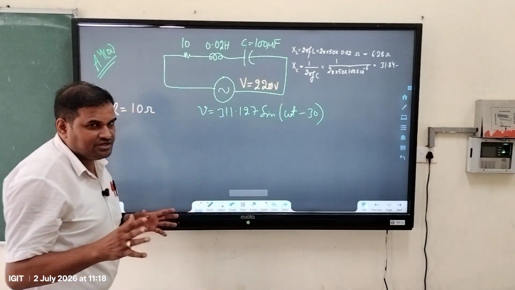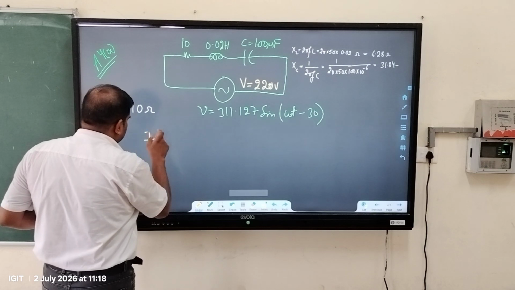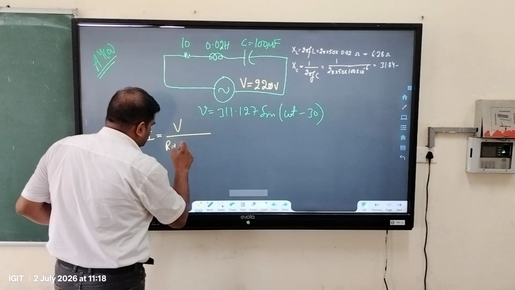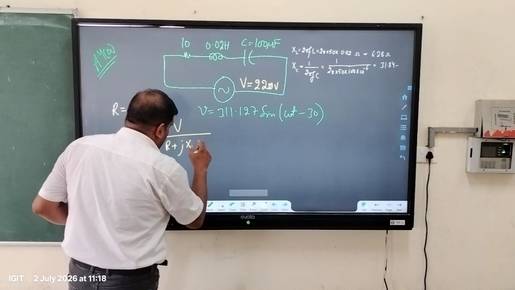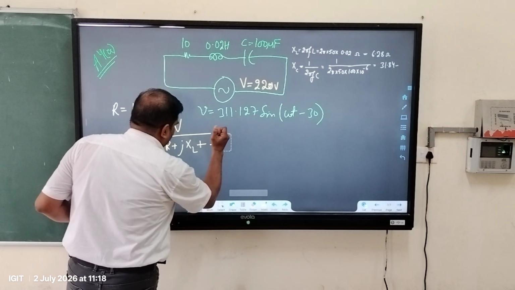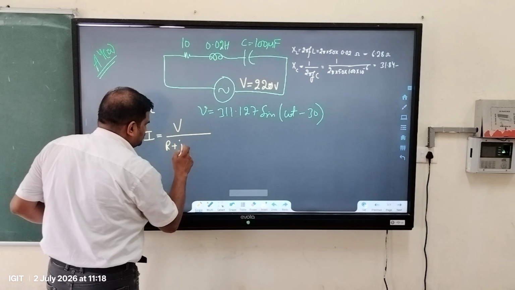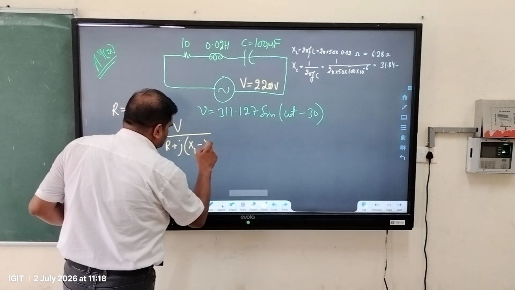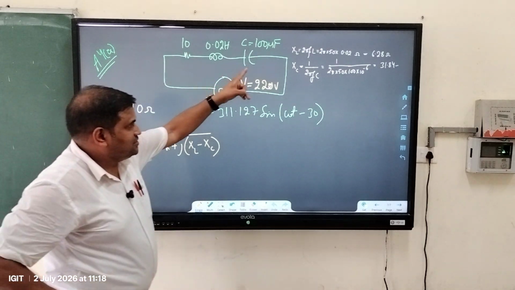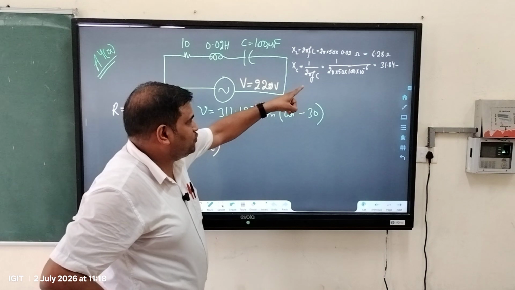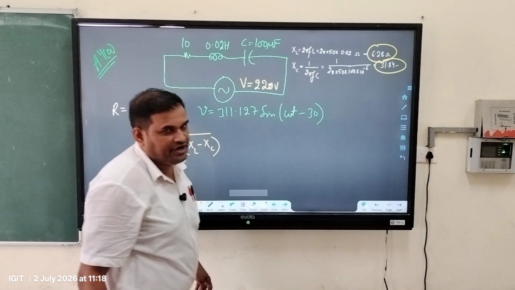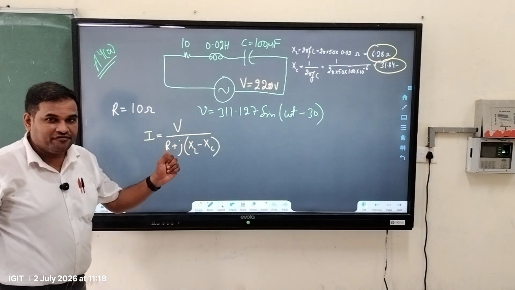Okay. Now the examiner is asking what is the current through the resistor. The current is very simple: the RMS voltage divided by R plus JXL. Better to write it as J common, XL minus XC. That is the best way to solve it. You know the value of XL, which is 6.28, and the value of XC, which is 31.84. Obviously the answer will be negative.